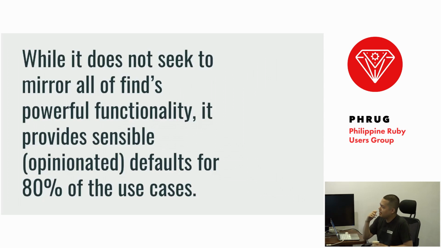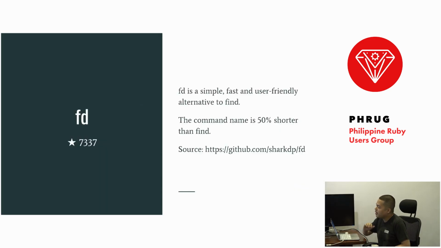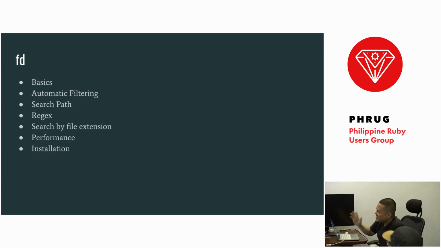So next, the last section of my talk. While it does not seek to mirror all of find's powerful functionality, it provides sensible, opinionated defaults for 80% of the use cases. So fd, it's actually quite popular. I noticed it has 7,337 stars in the GitHub repo. So fd is a simple, fast, and user-friendly alternative to find, and the command name is 50% shorter than the Python. It's mentioned in the README as well. So this is our outline for this last section.